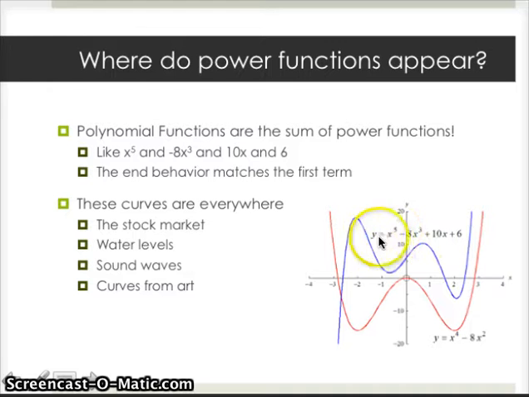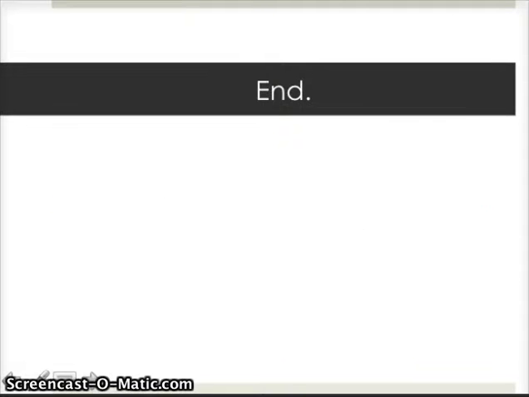And those polynomials that are created from the power functions are all over the place: stock market, water level, sound waves, curves from art. Polynomials are just really important and all over the place, and power functions are the parts that make them up. So that is our lesson.